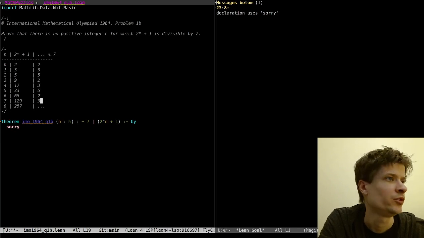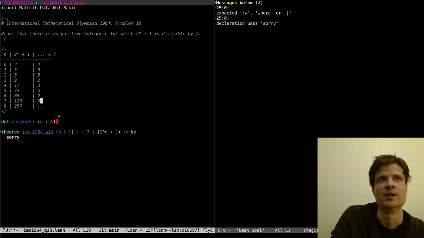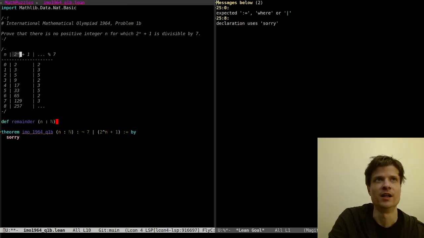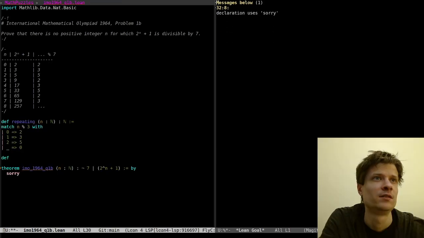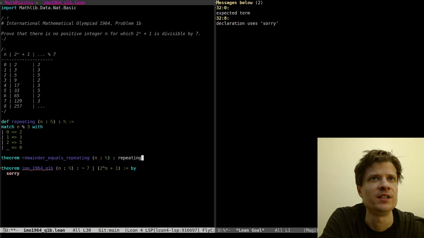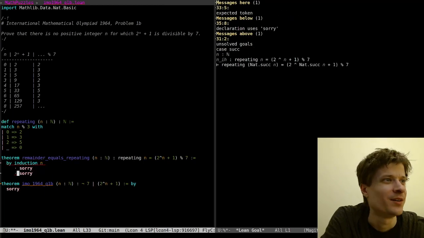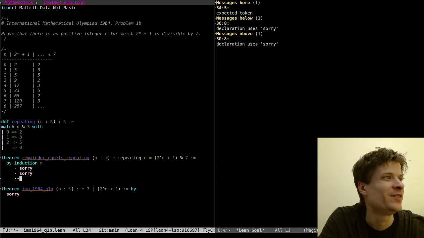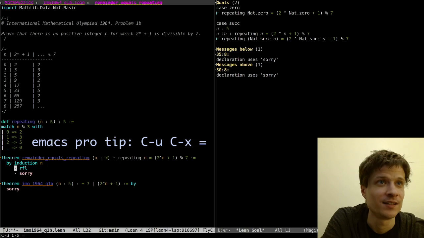My proposal for proving this is just to define a little helper function and then prove that that function always lines up with this value mod 7. 2, 3, 5. Repeating n equals 2 to the n plus 1 mod 7. Induction on n. I have to type \period to get the right dot. We've got at least 4 different centered dot characters we're talking about here. Control U, Control X, equals.